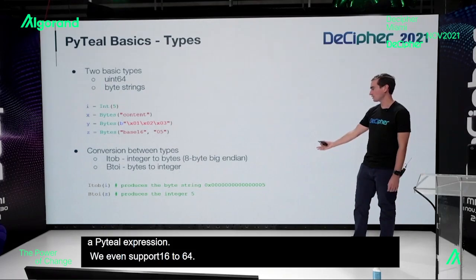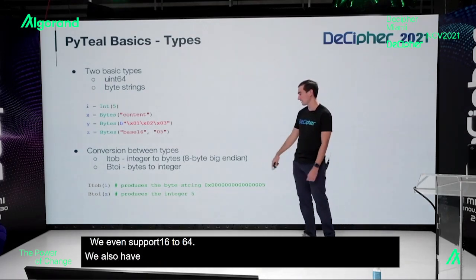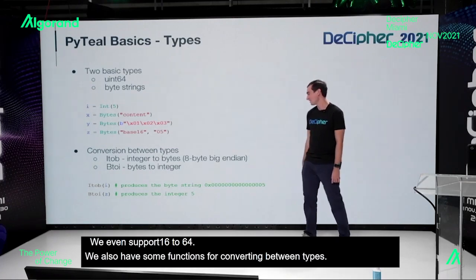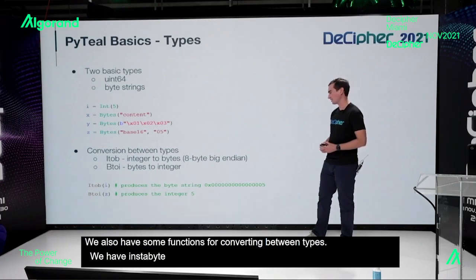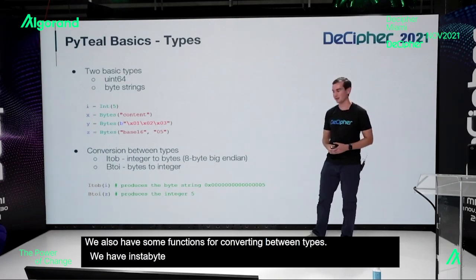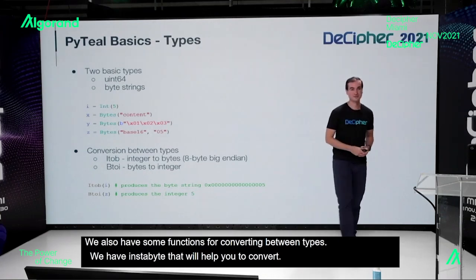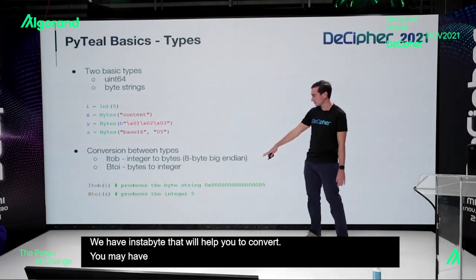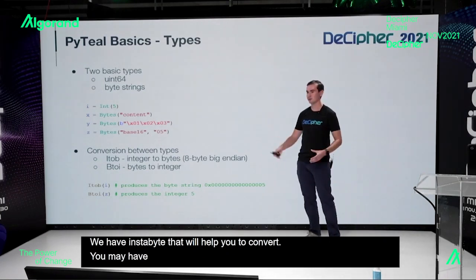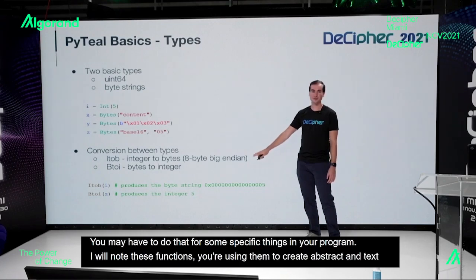We also have some functions for converting between types. So we have int to byte, or I to B, and that will help you convert from integers to byte arrays, and B to I is the reverse of that, because you might have to do that for some specific things in your program. I will note these functions, you're using them to create your abstract syntax tree in PyTeal. So they're not executing immediately when you call them.